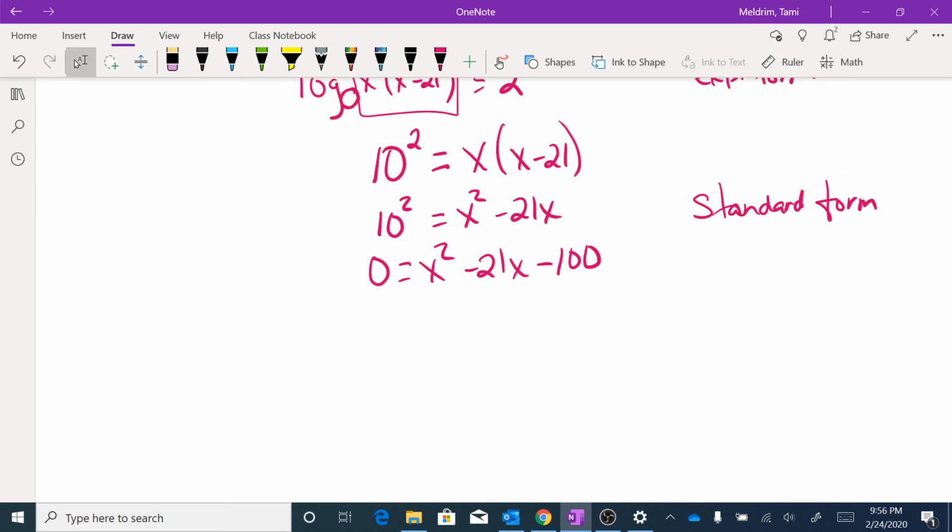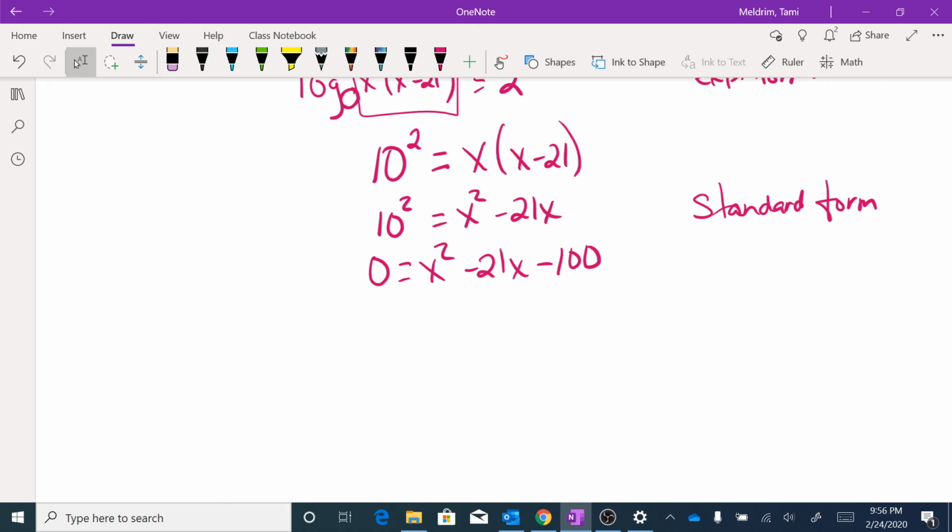Can I factor this quadratic equation? Yes, I can. Makes it a lot easier. I have (x minus 25) and (x plus 4). Whenever we have a quadratic and we can factor it, how do I solve for the x? Set those factors equal to 0. So x equals 25 and x equals negative 4.